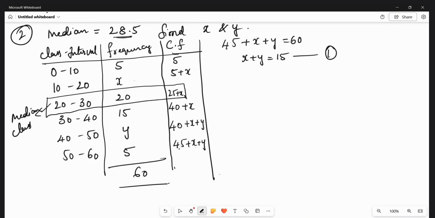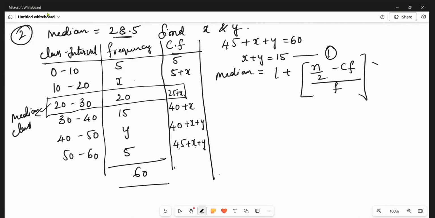Okay, so this is the median class now. So median, what is the formula we have? Median is equal to L plus n by 2 minus CF by f into h. Here L is 20. n by 2 is equal to 60 by 2, that is 30. CF is that of the class earlier than the median class, so 5 plus x. And f is the frequency of the median class, that is 20. And h is equal to 10.